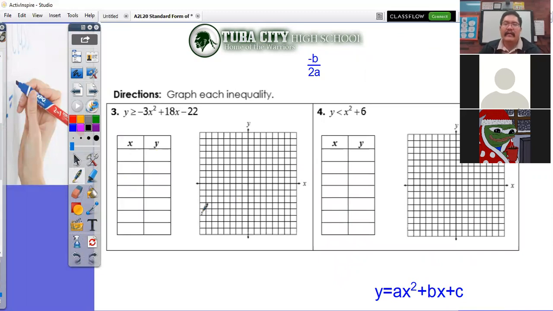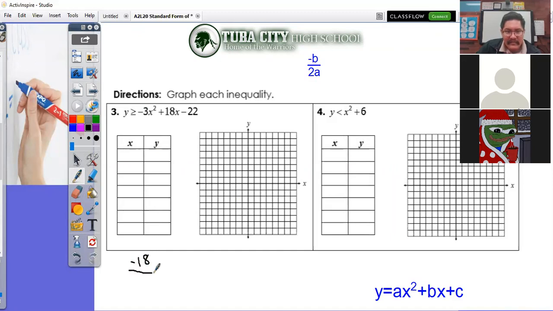Okay, now that pattern I was talking about, that 1, 3, 5, 7, it's not going to work with this one because we have an a value that is other than 1 or negative 1. So this one would grow a lot faster, but what we would actually call it is the vertical stretch. So this is going to be a much narrower graph. But let's go ahead and start working on it.